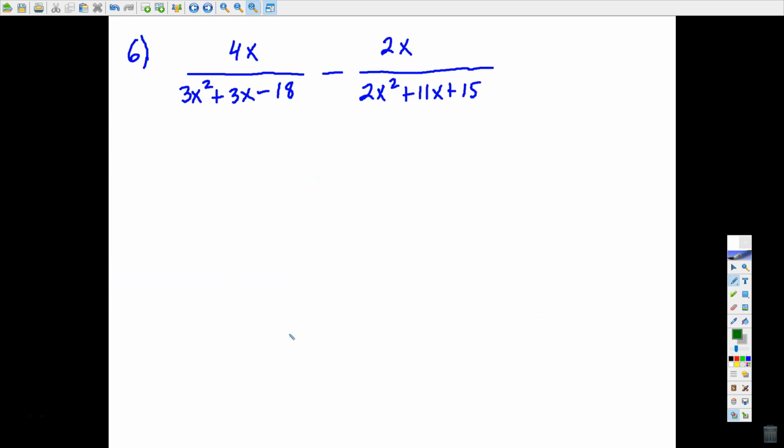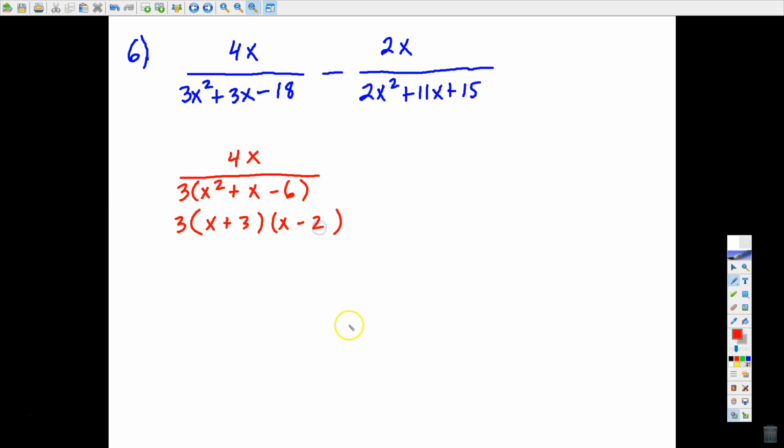Okay, number 6, similar problem, but subtraction. So let's get right into it. Let's get the factored form of these denominators. So GCF, we can factor out a 3, x squared plus x minus 6. And let's factor further, because the factors of negative 6 that add up to positive 1 are plus 3 and minus 2. All right, so get rid of this.